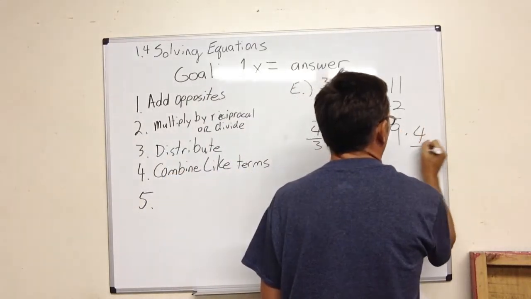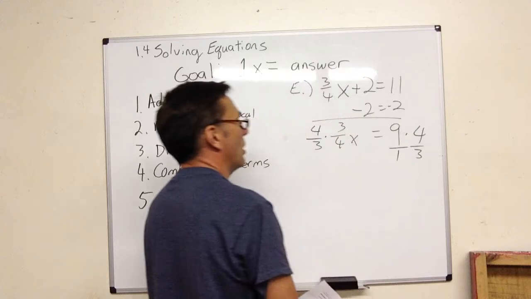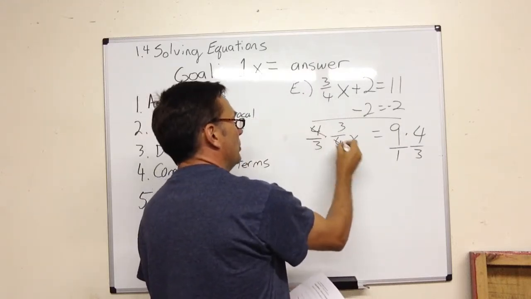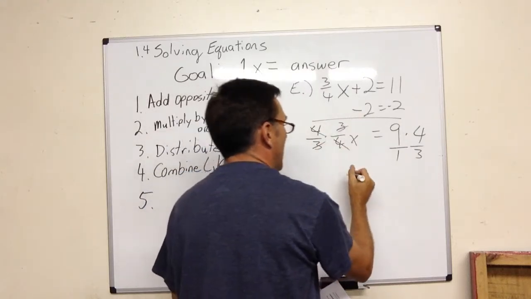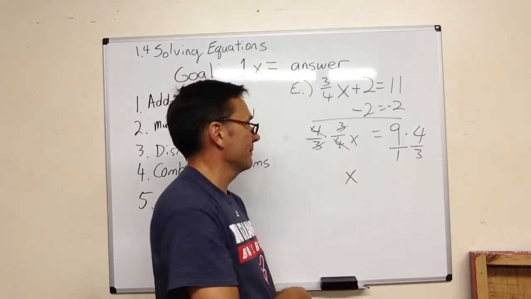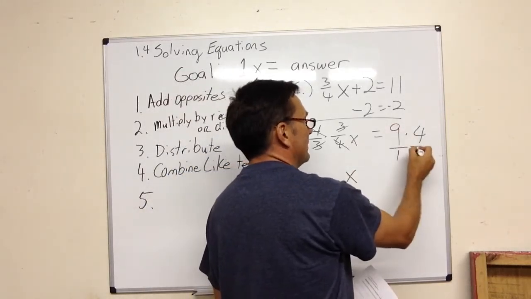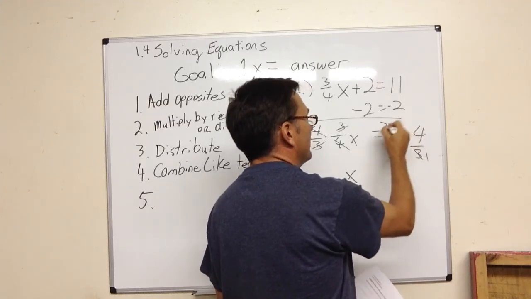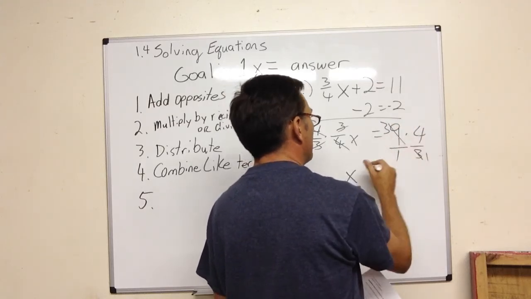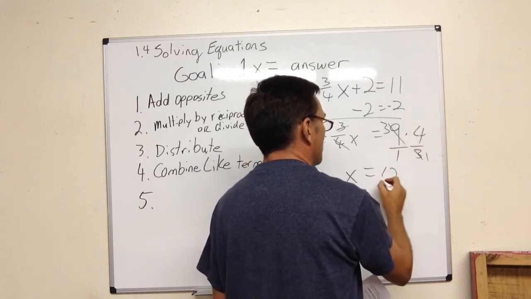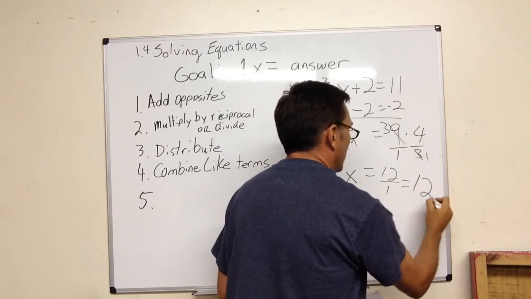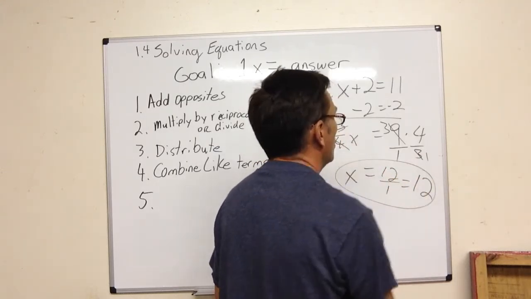Multiply by 4/3 over here. Put the 9 over 1. Look to reduce. 4's cancel, 3's cancel again. We're down to just x. On this problem, I know that 3 goes into 9 3 times. 3 times 4 is 12. 1 times 1 is 1. So our answer is just 12.